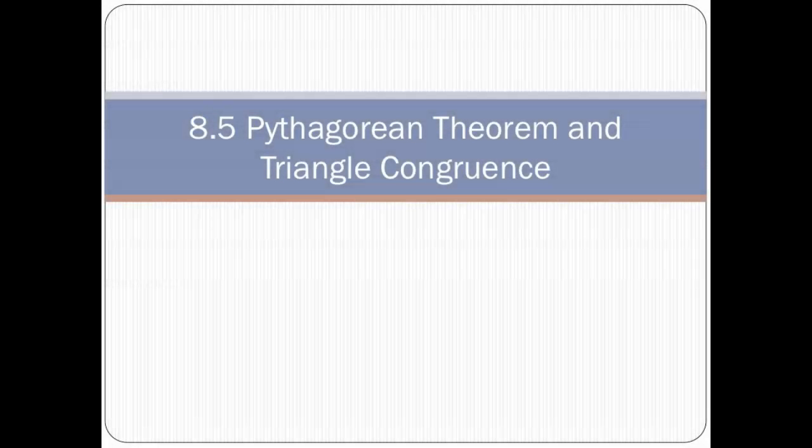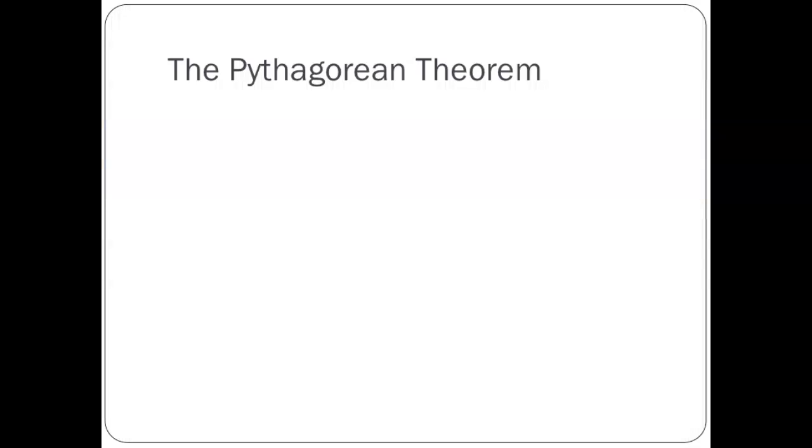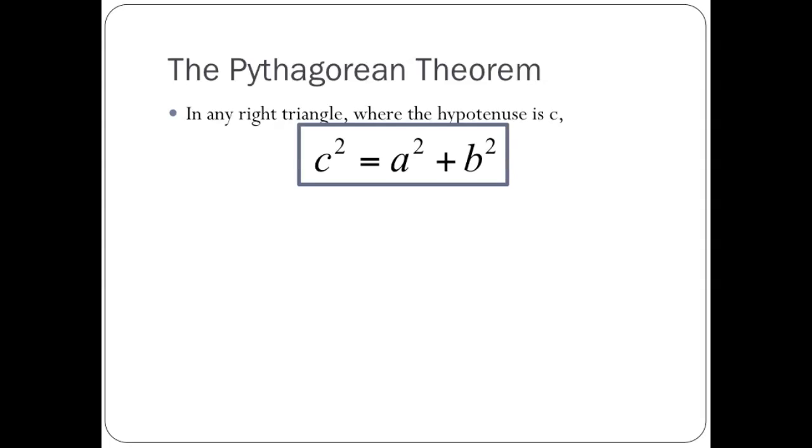Alright, for today's lesson, we're going to be talking about the Pythagorean theorem and congruent triangles. Let's start with the Pythagorean theorem. Now, the Pythagorean theorem says that in any right triangle, where c is the hypotenuse, c squared is equal to a squared plus b squared.